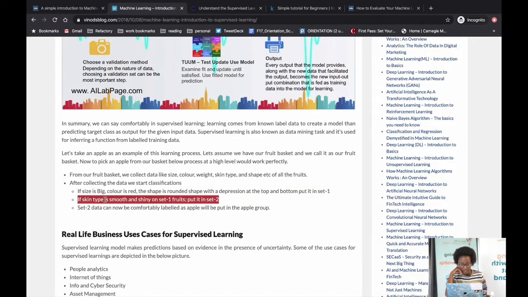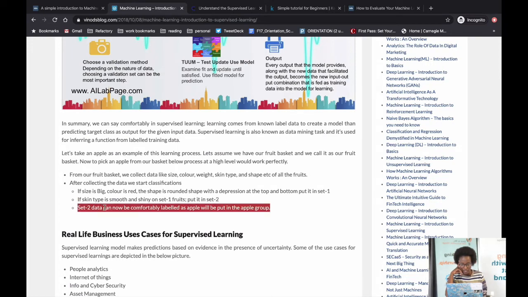If the skin type is smooth or shiny on set 1 fruits, put it in set 2. Set 2 data can now be comfortably labeled as apples, as an apple will be put in an apple group.